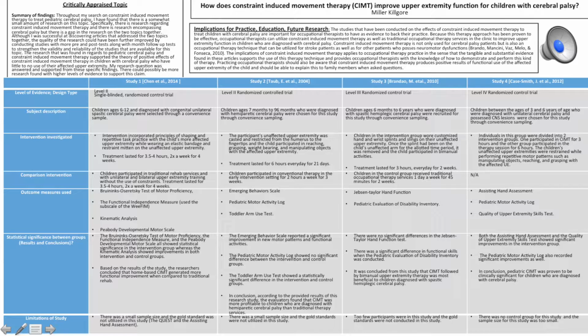The gold standard assessments, the Assisting Hand Assessment and the Quality of Upper Extremity Skills Test, were only used in one of the four articles, resulting in a limitation. All of the articles were randomized control trials, giving this study good quality research to back up the positive effects of CIMT. And there were control groups in three of the four studies.